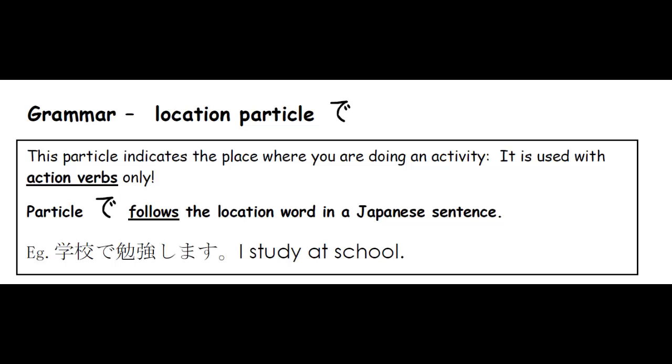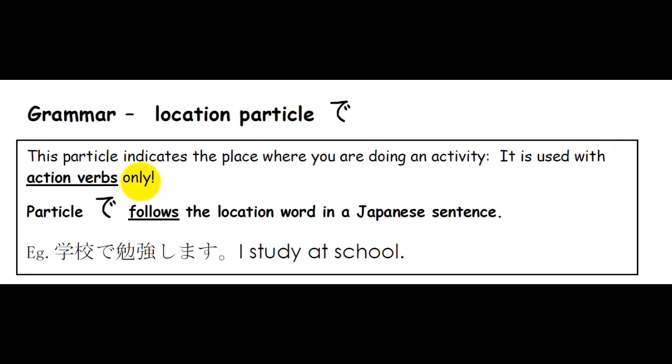In this video tutorial, we're going to learn about location particle de. It's the equivalent to the English preposition "at", because it tells you where you're doing an activity. Let's read. This particle indicates the place where you're doing an activity. It's used with action verbs only.